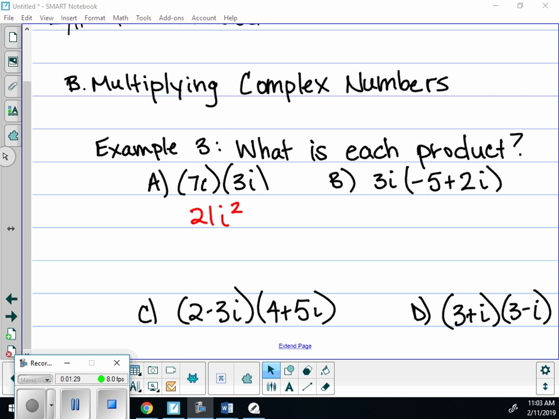21i squared. Now, what does i squared equal? So i equals the square root of -1. So i squared is going to equal the square root of -1 squared, which is just -1. So i squared equals -1. So -1 times 21, I get -21 for my final answer.